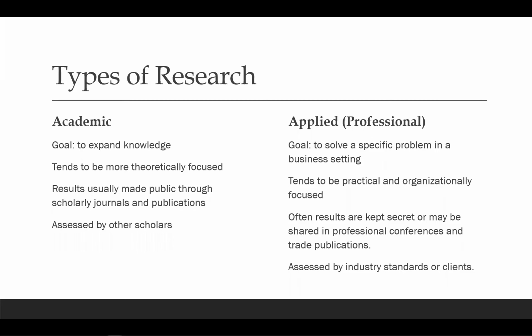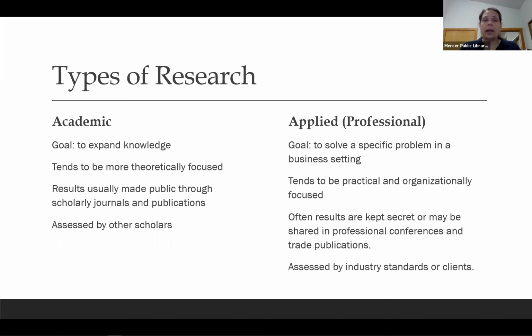So academic results are almost always made public through scholarly journals and publications. Applied research is not often published. Some of it is, of course. Some of it has to go through, for example, drug trials have to go through an FDA review process during which they submit that information. So some of that does become public through that process. But in general, applied research is kept within an organization, or it might be shared just within its own profession, professional conferences or trade publication, things like that.